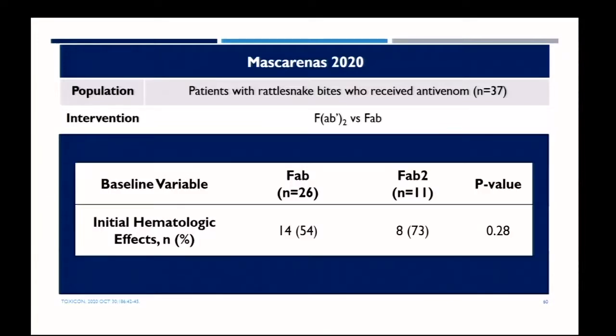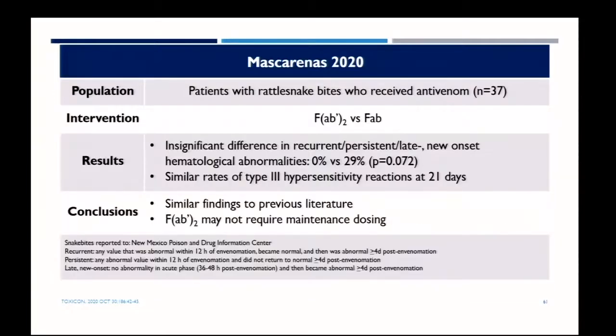Unfortunately, they did not report baseline platelet or fibrinogen levels, so I'm not able to compare this study to the previous 2 trials. They did comment that initial hematologic effects were similar, and they defined that as having abnormal platelet counts, low fibrinogen, or prolonged INR. They found that there was an insignificant difference in recurrent, persistent, and late new onset hematological abnormalities in Fab2 versus Fab.